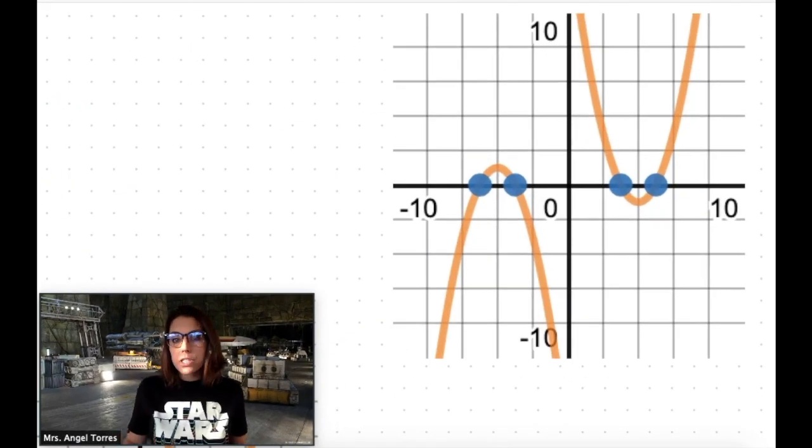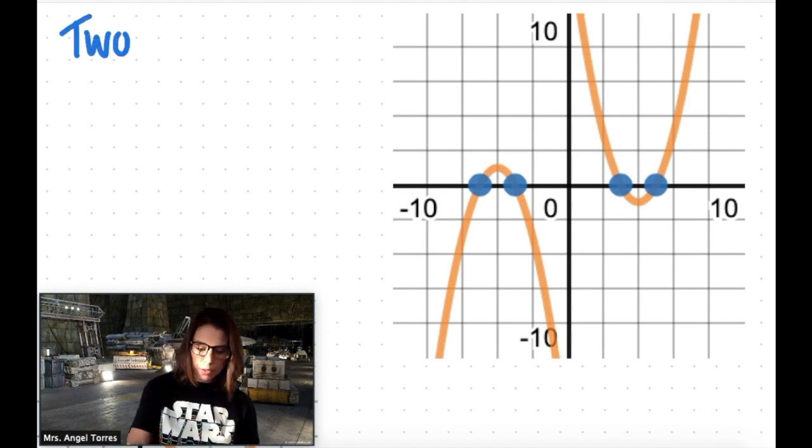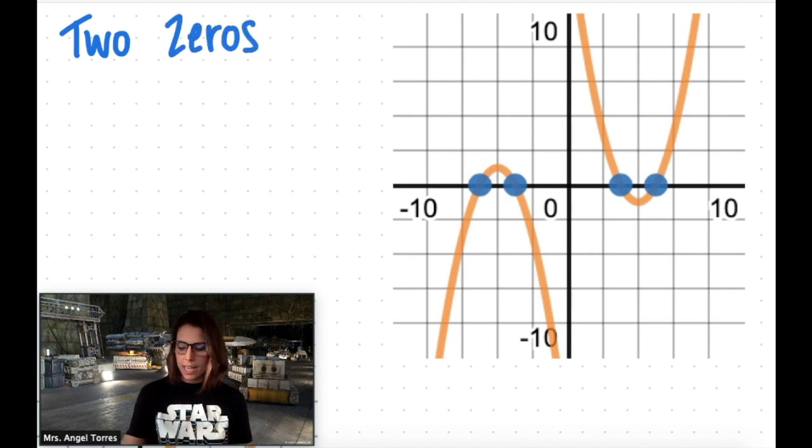Now, before we can actually start solving some quadratic functions and finding the zeros, let's do a quick review on the types of zeros that you can have. So it's most common when you're graphing a quadratic that your function is going to have two zeros, meaning that the parabola is going to cross the x-axis in two locations. The parabola on the left has two zeros, and the parabola on the right has two zeros.